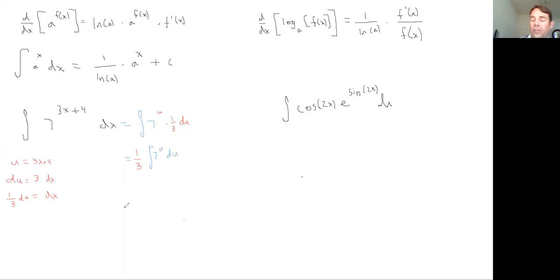And now it's just the same thing we did before. It's just we're adding a 1 over the natural log of the base in front of it. So 1/3 times 1 over natural log of the base of that exponent, which is 7, times 7 to the u plus c. And again, we plug it back in here. So 1/3 times 1 over the natural log of 7 times 7 to the 3x plus 4 plus c.